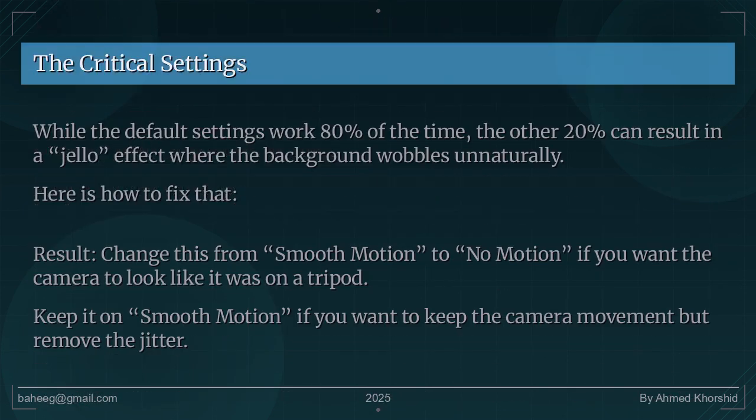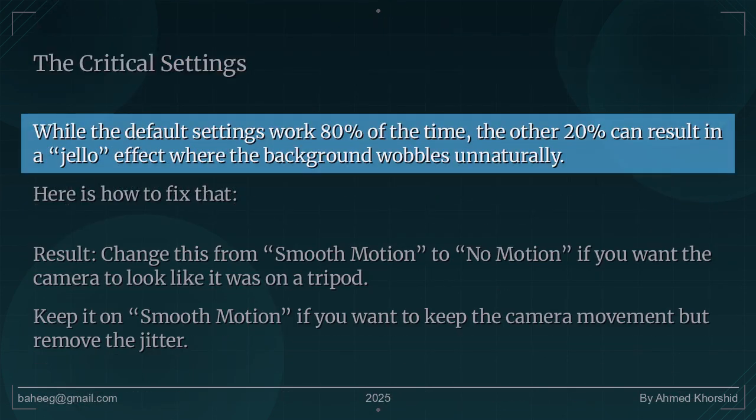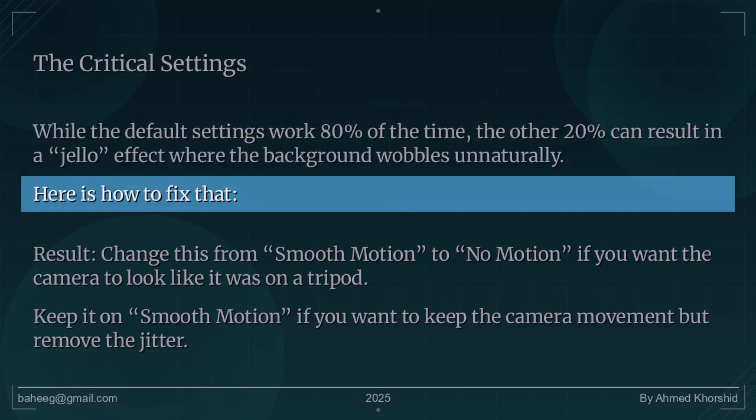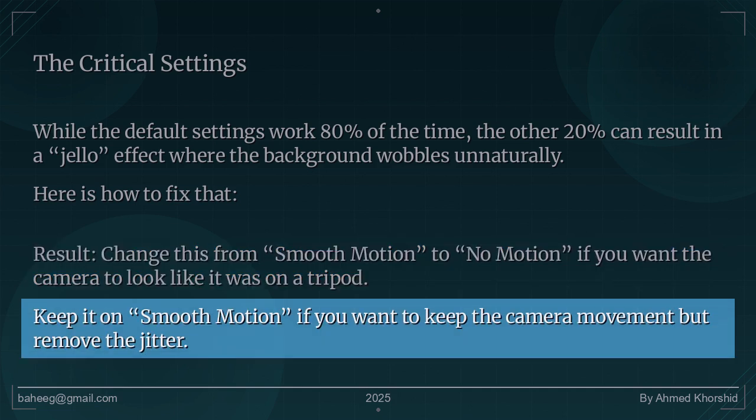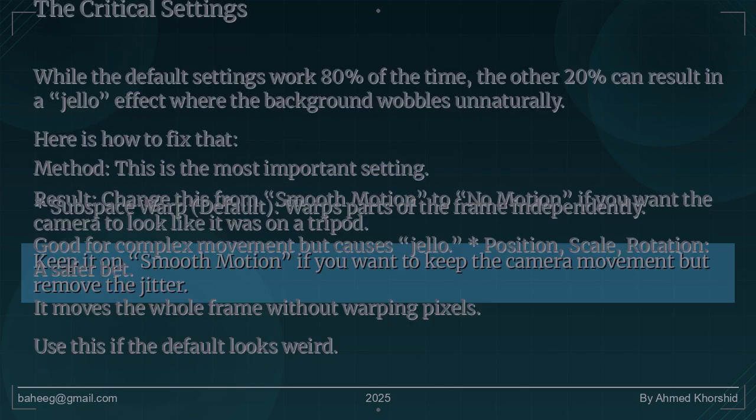The critical settings. While the default settings work 80% of the time, the other 20% can result in a jello effect where the background wobbles unnaturally. Here is how to fix that. Result: change this from smooth motion to no motion if you want the camera to look like it was on a tripod. Keep it on smooth motion if you want to keep the camera movement but remove the jitter.